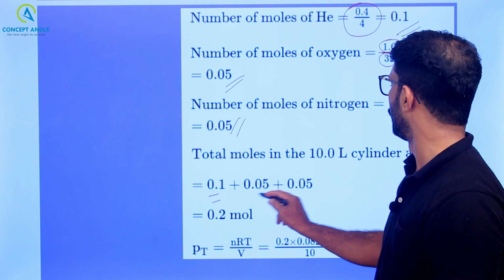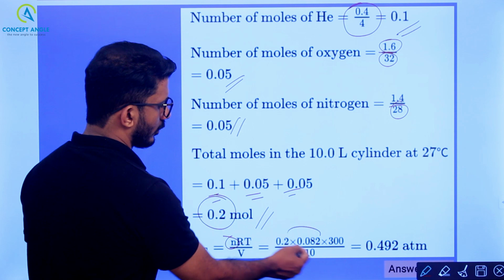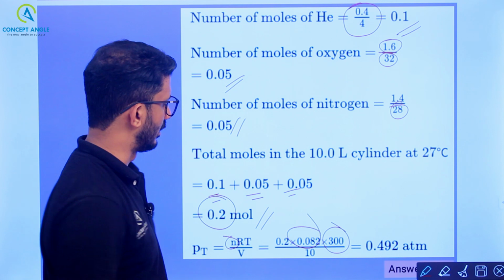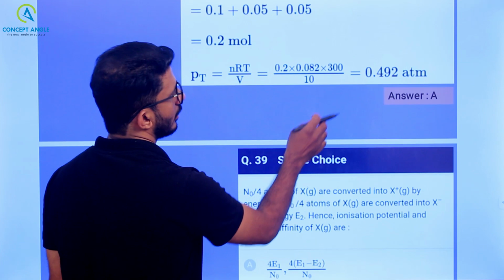So P total is equal to nRT. In nRT, this n is the total number of moles, that is 0.2, into R value 0.082 liter atmosphere per Kelvin per mole, and 27 degree Celsius, 300, divided by volume 10 liter, and the answer is 0.492 atm. So the answer is option A.